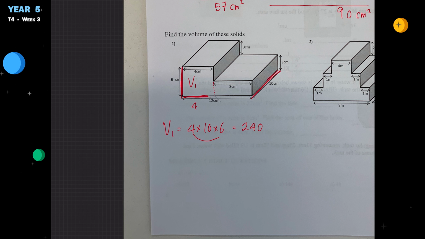Now let's look at the second piece. I'm going to put that in blue. So we want this one, we want the length, which is 8. So let's call this volume 2.